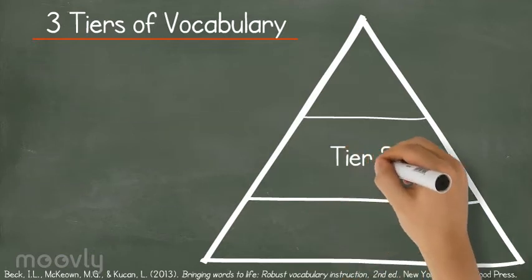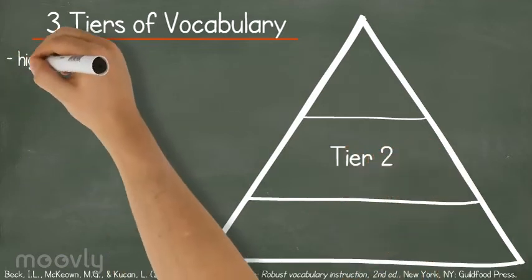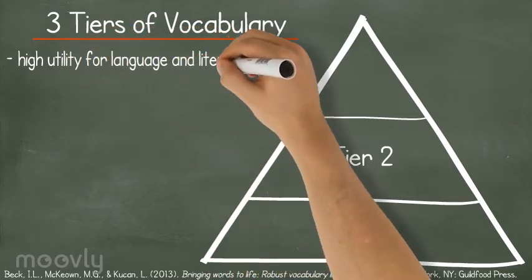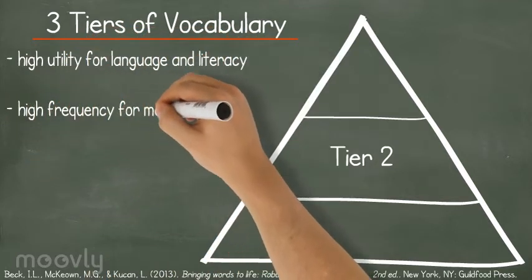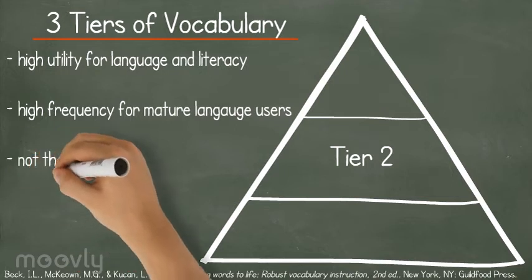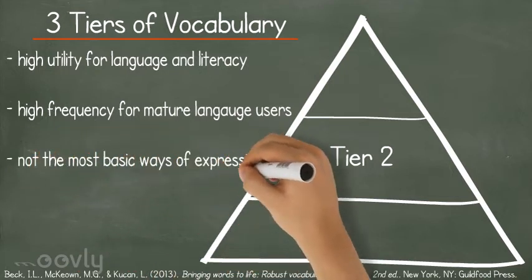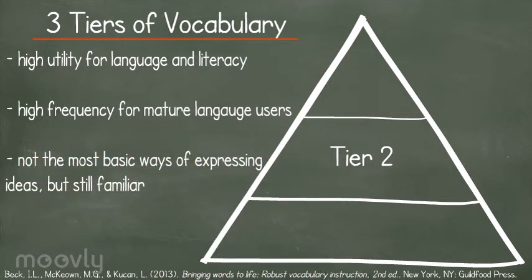Tier 2 words are commonly referred to as academic words. They have a high utility for language and literacy and a high frequency of use for mature language users. They're also often words that can be used in a variety of curricular areas. Another way to think of a Tier 2 word is a word that doesn't reflect the most basic way of expressing an idea, but still remains familiar. Some examples of Tier 2 words are compare, contrast, and determine.